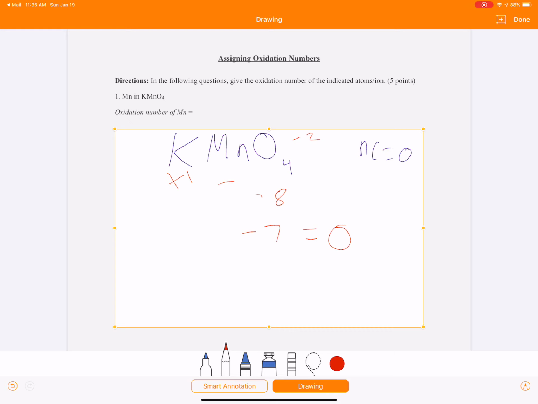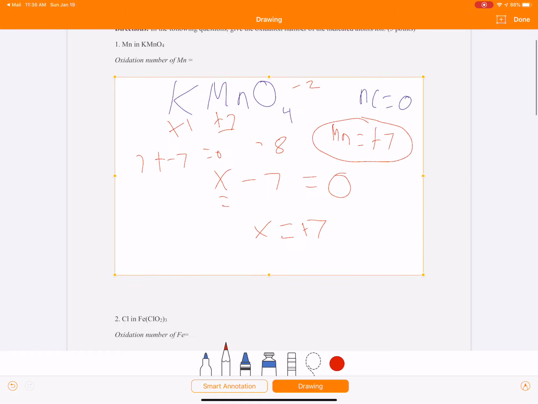So there's a couple ways to think about it. You can write an equation where x minus 7 equals 0. You're looking for x here, and if you solve for x, you get +7. And that would be the charge of the manganese. 7 plus -7 gives you 0. So that means the charge of Mn, or the oxidation number, is +7. You could have also seen that if you have a -7 and you want 0, a +7 would balance that out. That's another way to look at it.